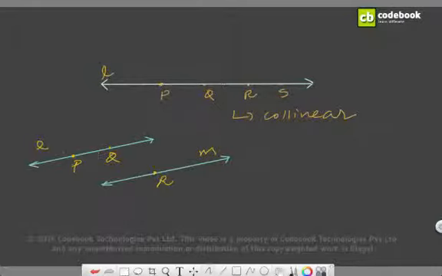But if you have two lines L and M and P, Q lie on L and R lies on M, then P, Q and R are not collinear because they are not on the same line. However, if you have one more point S, P, Q, S are collinear because they are all on the same line L, but R is not collinear with the other 3 points.